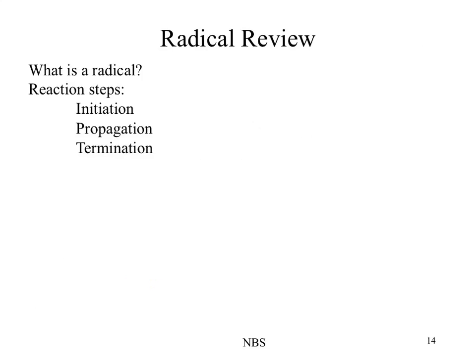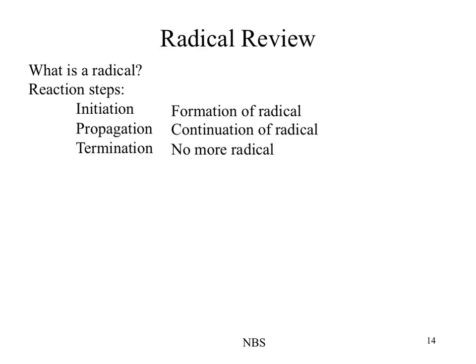Okay, radical review. What is a radical? I want to try and get through a little bit more. Anybody know what a radical is? When the bond breaks and each atom gets one. So that's one way we could look at it. If we took a look at a carbon-carbon bond and we broke that homolytically, we could get two carbon radicals. It's an unpaired electron. It is never assumed or implied. You must show the radical in any of these radical reactions.